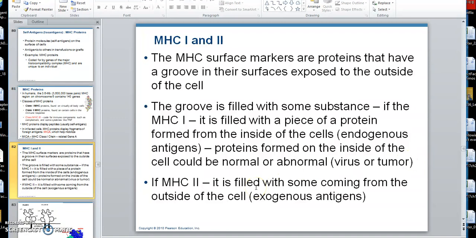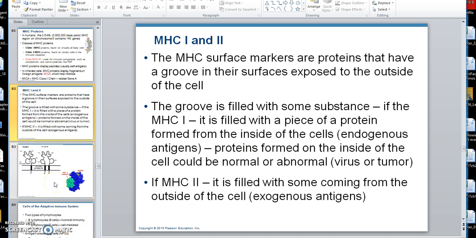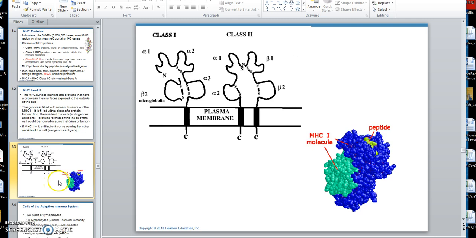The MHC2, which are only on antigen presenting cells, have something exogenous in their groove. That's because the MHC2 cells would have done phagocytosis and would have chewed up something to put in the groove. So it's exogenous. MHC1 endogenous. You've got to read on this. I can't explain it all in this video. But you have MHC1s and MHC2s. MHC1s on every cell in the body except the red blood cells, and MHC2 only on antigen presenting cells.